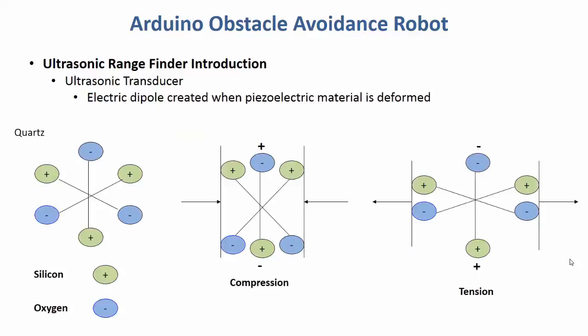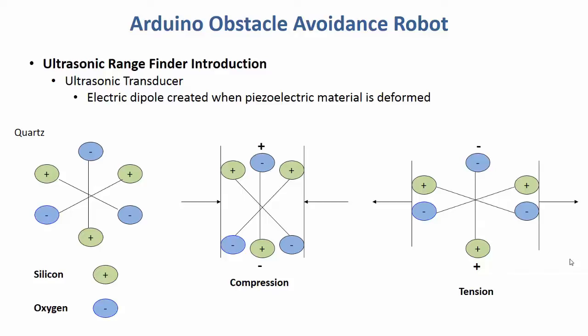Now an electric dipole is created when the piezoelectric material is deformed. If we take a simplified example for quartz, you can see that quartz is made of silicon with a positive charge and oxygen with a negative charge. So on the figure on the left, there's no electric dipole because the charges are balanced. Now if the material is compressed, you can see that there's more silicon atoms towards the top of the material and more oxygen atoms towards the bottom of the material. So there's a net positive on top and a net negative on the bottom. The opposite is true for tension. What's left is an oxygen atom at the top producing a negative charge and a silicon atom towards the bottom.